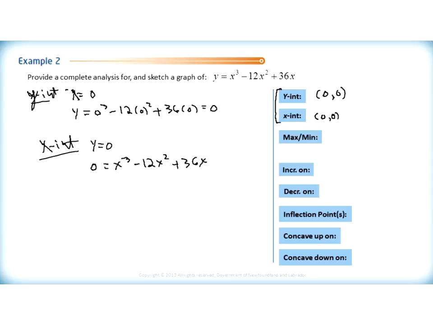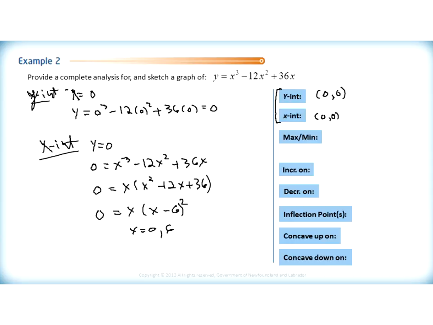Okay, so what I'm going to do now is try to factor to solve this equation. Got x outside of x squared minus 12x plus 36. And we can factor that again and have x minus 6 times x minus 6. And so we get roots there at 0 and 6.